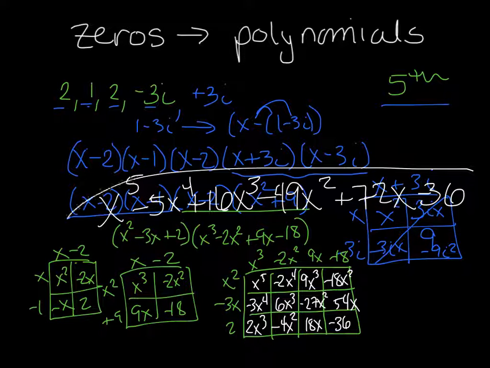So it got pretty massive, but you know what? It's really doable. The box makes it really doable. And so that's how you take zeros into a polynomial.